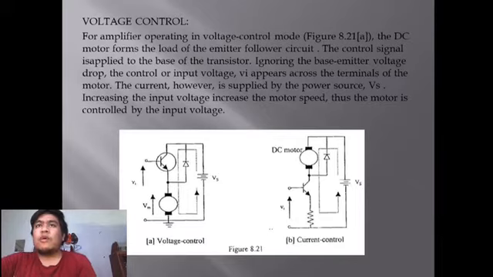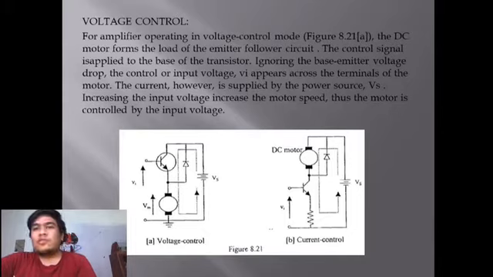Voltage control. For amplifier operating in voltage control mode, figure 8.21, the DC motor forms the load of the emitter follower circuit. The control signal is supplied to the base of the transistor. Ignoring the base emitter voltage drop, the control input voltage VI appears across the terminal of the motor. The current, however, is supplied by the power source Vs. Increase the input voltage, increase the motor speed. Thus, the motor is controlled by the input voltage.